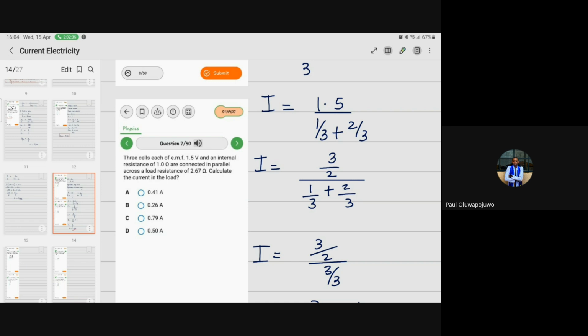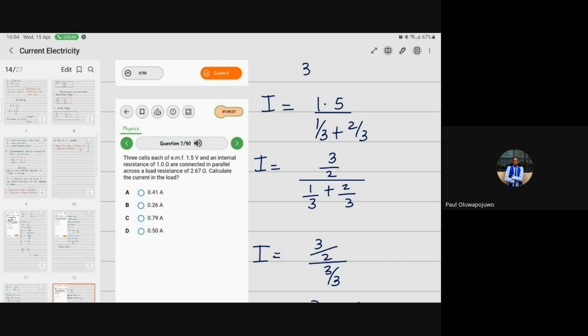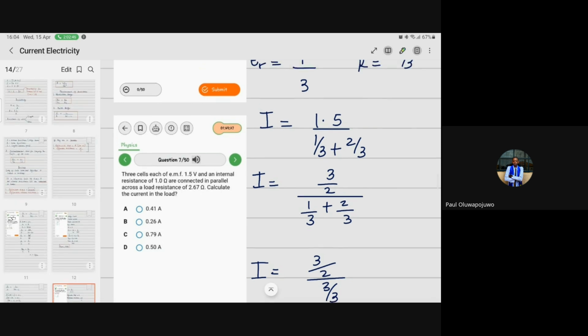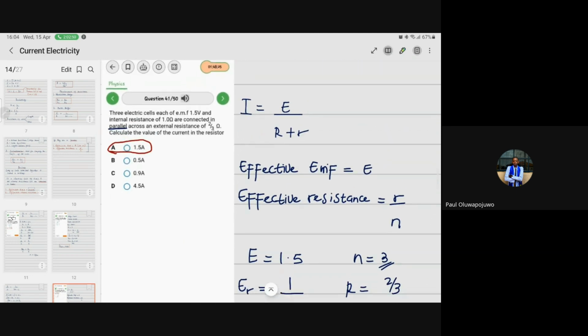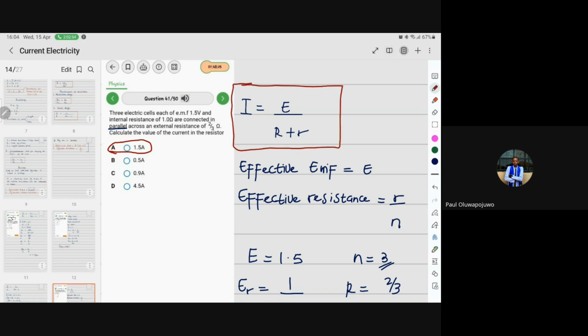Sir, I don't really understand this effective EMF and resistance. Okay. So Paul, look at what I'm saying. If the connections are in parallel, you understand this formula, right? Yeah, just turn your mic, let's discuss. You get the formula, right? So now, the effective EMF, good.